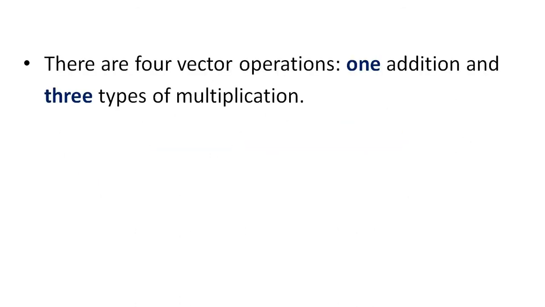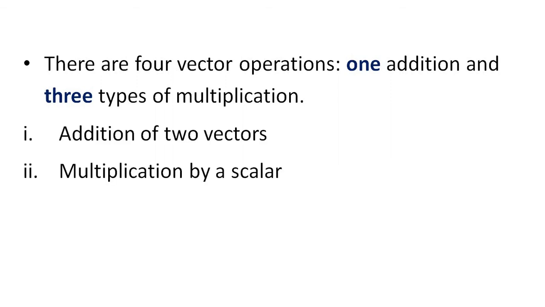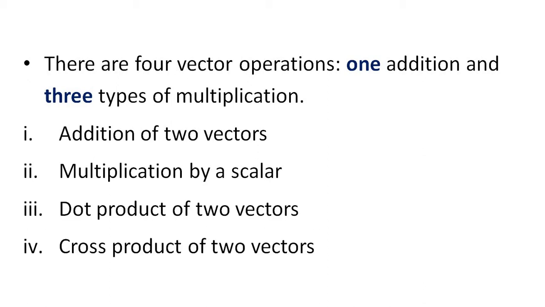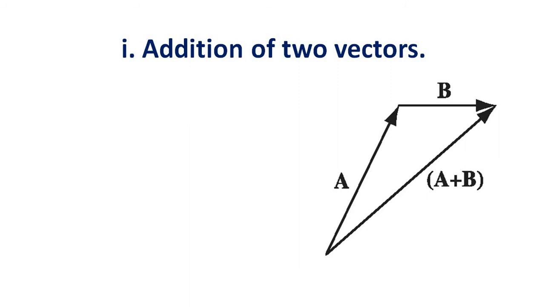Vector operations. There are 4 types of vector operations, 1 addition and 3 types of multiplication. The first one, addition of 2 vectors, multiplication by a scalar, dot product of 2 vectors, cross product of 2 vectors. These are the 1 addition and 3 kinds of multiplication. First one, addition of 2 vectors.